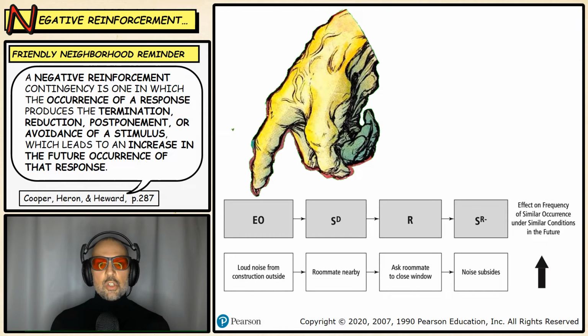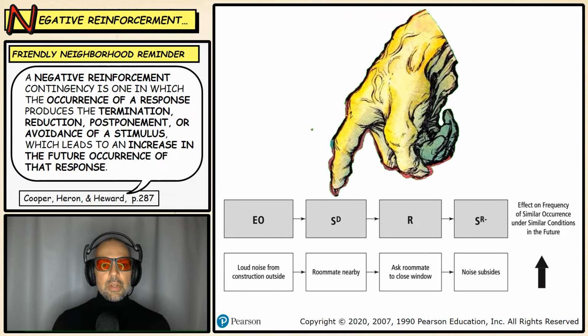Next, we have the discriminative stimulus. The discriminative stimulus is another antecedent event, that is, it takes place before the behavior, in whose presence a response is more likely to be reinforced. So it's a signal that reinforcement is more likely when that discriminative stimulus is present.